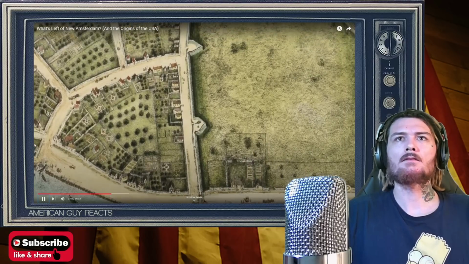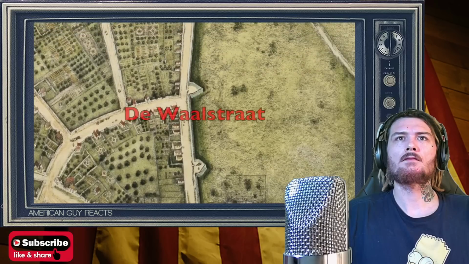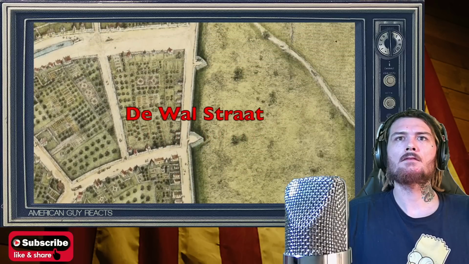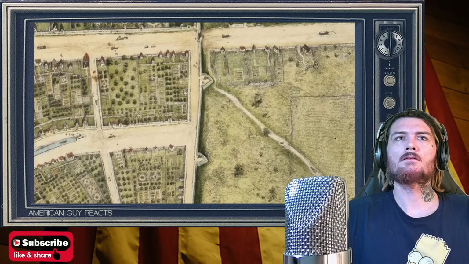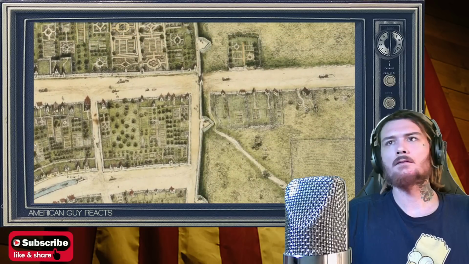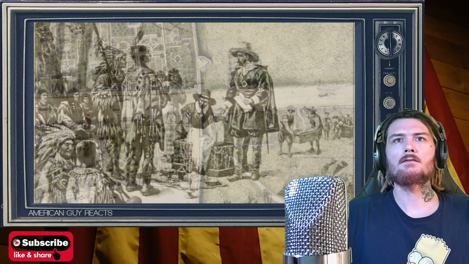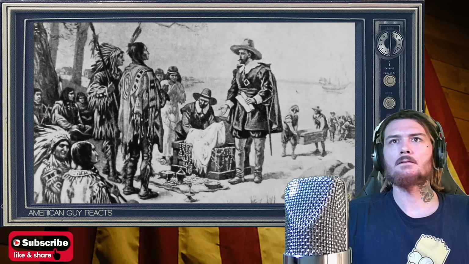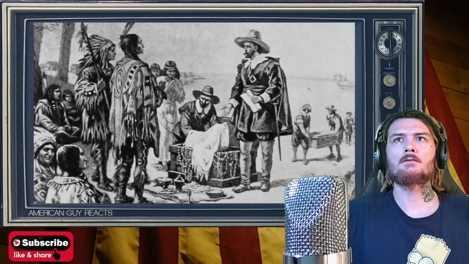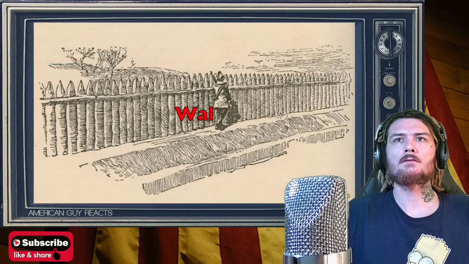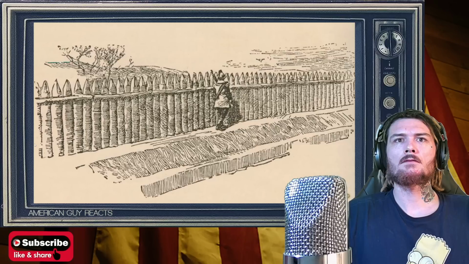On English maps, there are 2 different spellings in the Dutch language, De Waalstraat and De Waalstraat. Waal means Walloon in English, which is a cultural identity of a group of people that primarily live in Wallonia. Peter Minuit, the person who bought Manhattan for the Dutch, was a Walloon, so it's possible that this is the origin of the name. But Waal can be translated as rampart or wall.